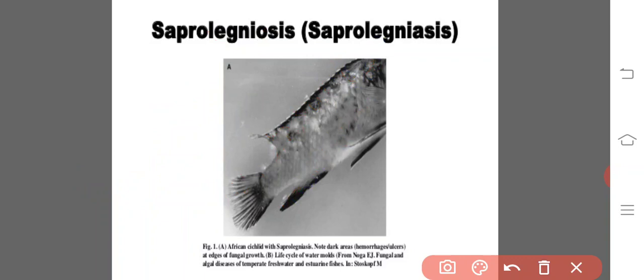Otherwise, 1 to 3 ppm of malachite green can be used for 1 hour. Otherwise, you can keep the fish in 1:500 formalin for 15 minutes. Otherwise, the infected fish can be treated with potassium permanganate at 1 gram per 100 liters of water for 90 minutes, 1.5 hours. So, this is Saprolegniosis.